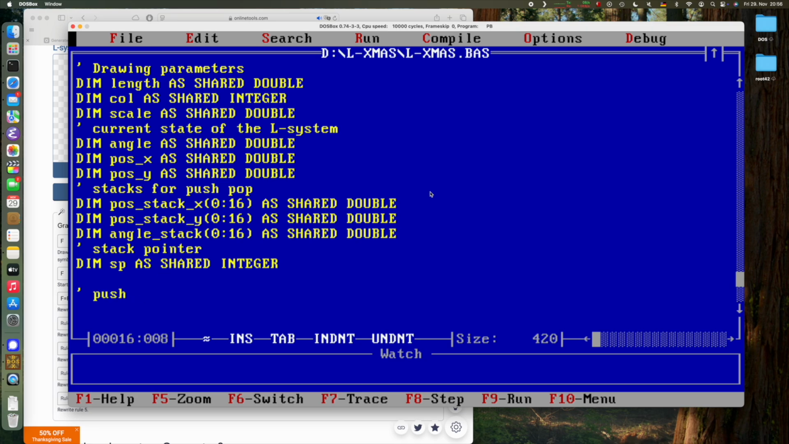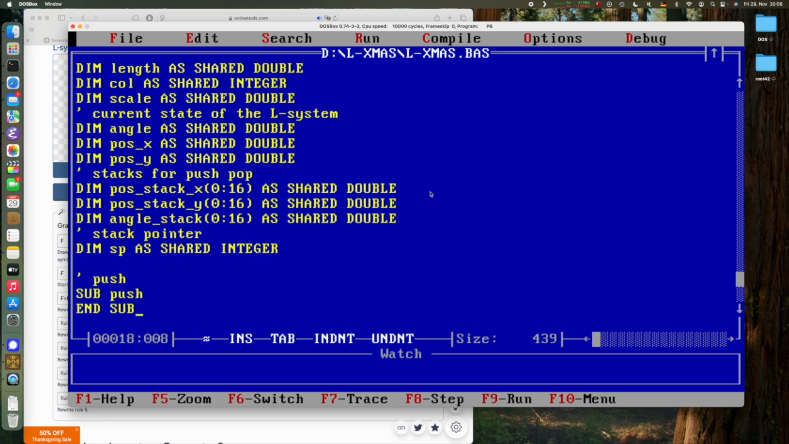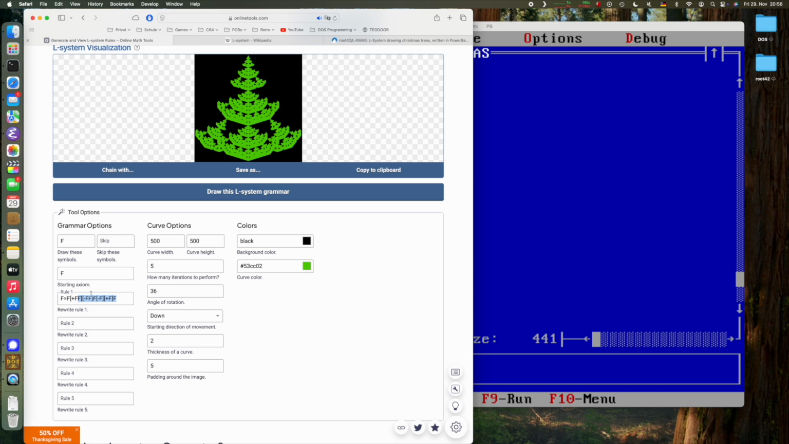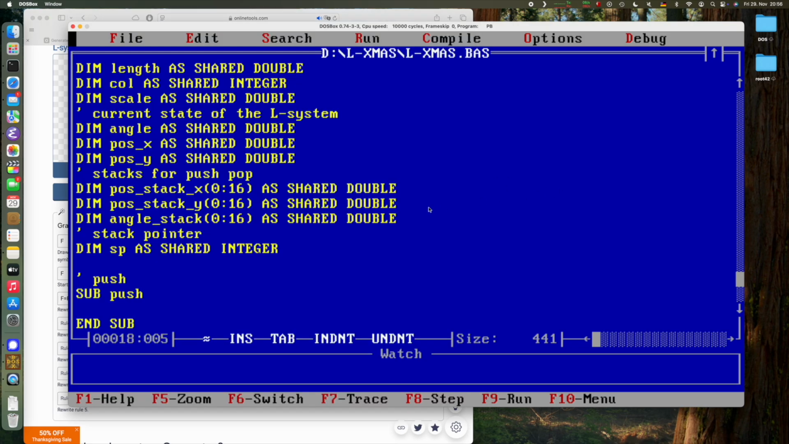Then we can implement the different functions that we need, or subroutines. The first function is the push, which is called when we encounter the opening square bracket, and we will just code it as push here.